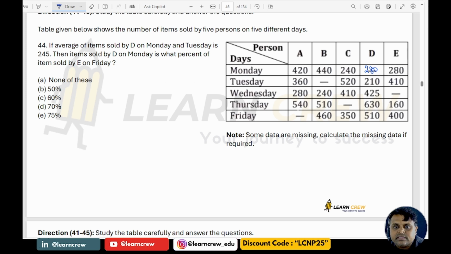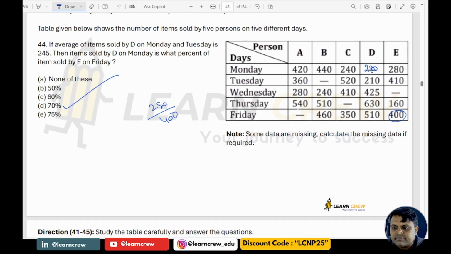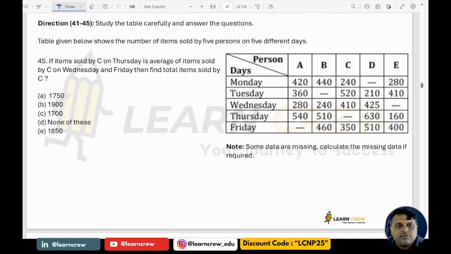Items sold by D on Monday is what percentage of items sold by E on Friday? 280 is what percentage of 400? Which is 70%. Now question number 45.